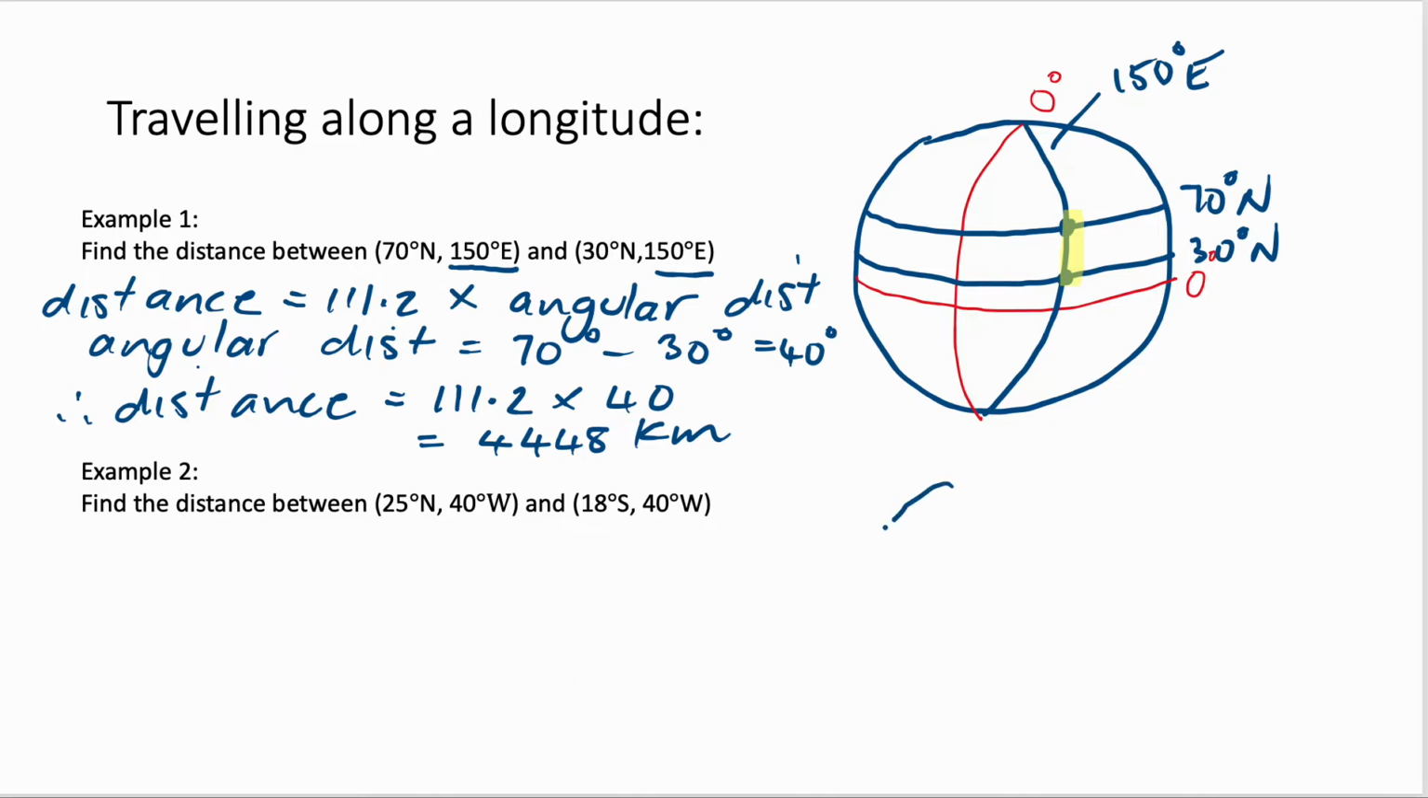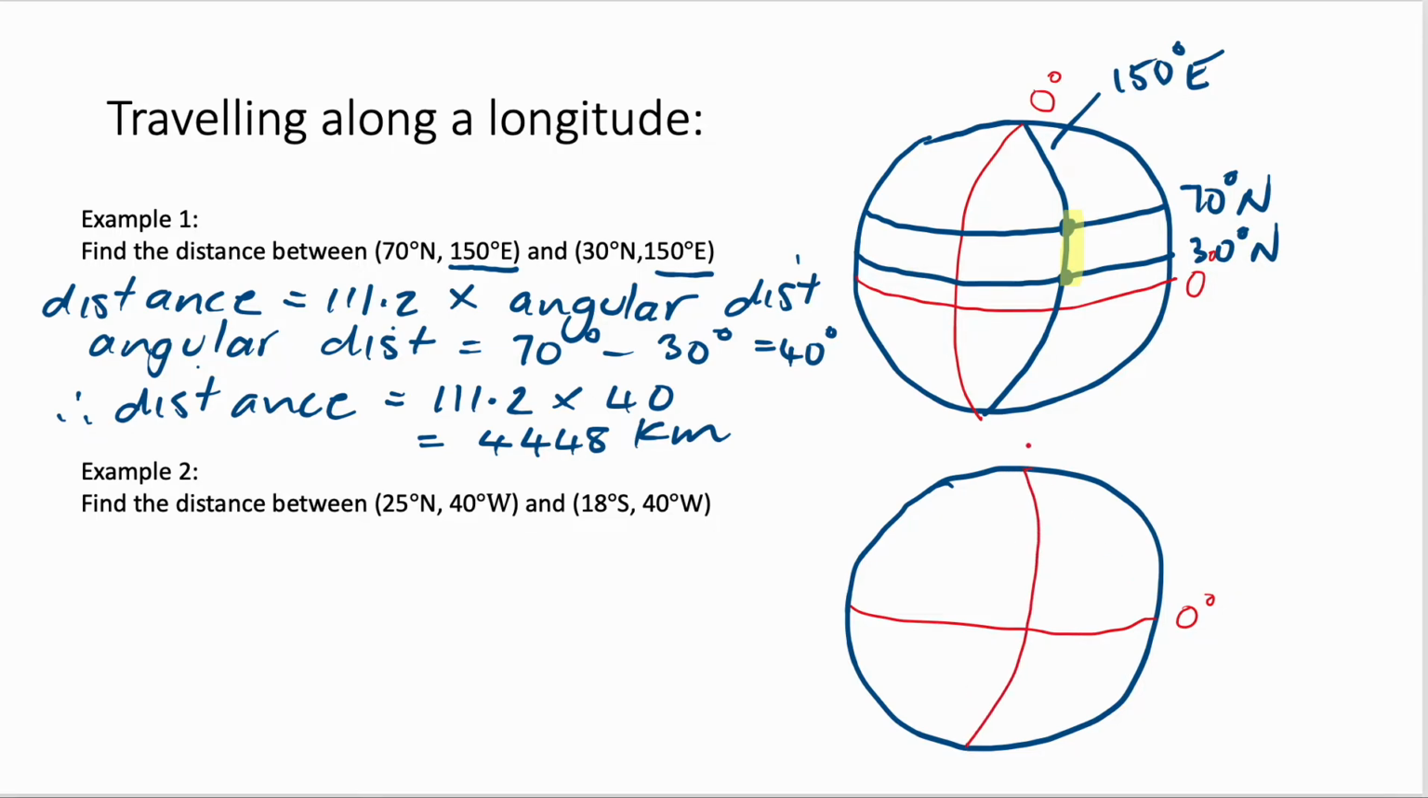Okay. So now let's have a look at this example here. So once again, I'm going to draw a diagram. Just get my Earth going. Put in the equator. Put in my prime meridian, 0 degrees. Now, firstly this time I've got 25 degrees north. So let's just say it's there. And then 40 degrees west. So this time I'm to the left of the prime meridian. And then the intersection between those two is where that point is.